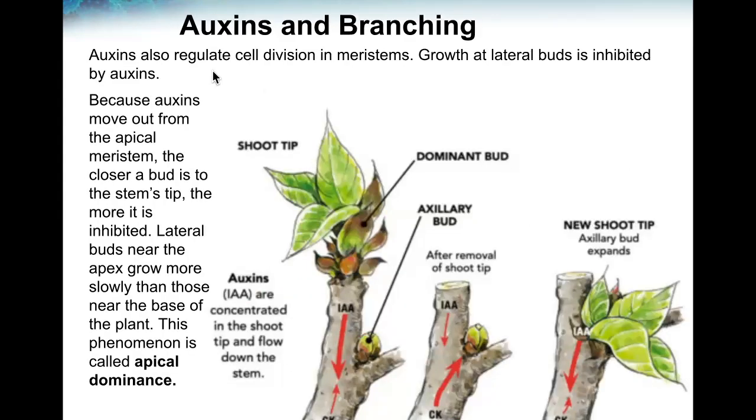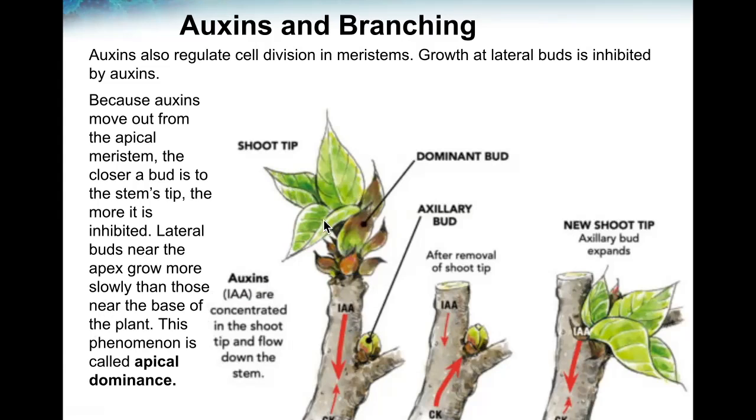Auxins also regulate cell division and meristems. Growth at lateral buds is inhibited by auxins. Because auxins move out from the apical meristem, the closer the bud is to the stem's tip, the more it is inhibited. Lateral buds near the apex grow more slowly than those near the base of the plant. This phenomenon is called apical dominance.